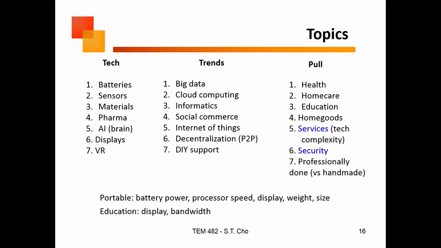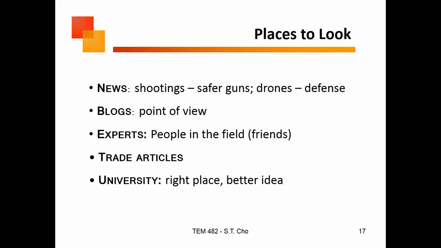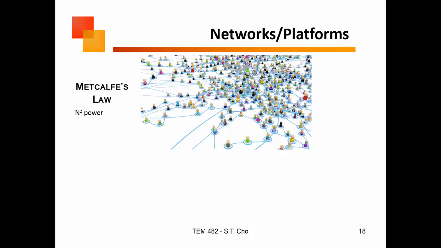Summarizing the different topics that you can look for if you just have a specific technology and you're looking for it. Here's an example of tech that people are interested in, trends that are occurring, and also the pull of what's going on. Places to look for ideas of what that tech can be applied to: look at the news. You hear more about drones. People want safer guns to prevent people from shooting each other. Look at blogs. Look at a lot of what's published here at ASU.